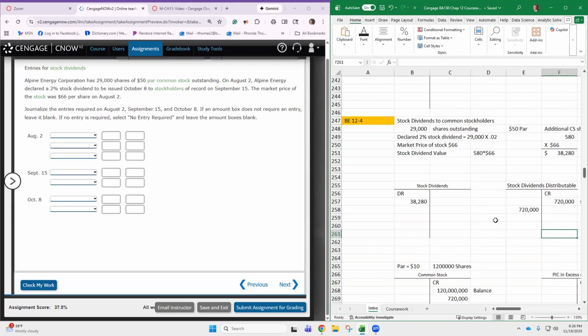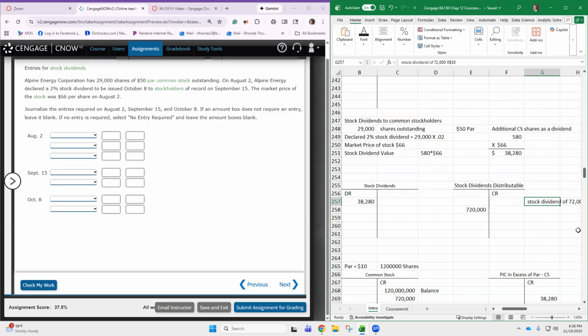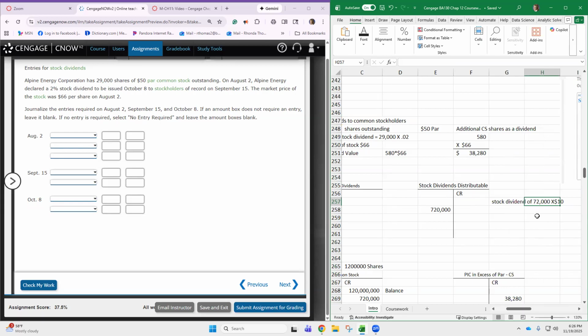So the par, by the way, is $50. So stock dividends, $38,280. Stock dividends distributable should be $38,280. Okay, hang on just a minute. What does it tell me? Stock dividend of 72,000. So this is going out, hang on, this is going out stock dividend of, okay.